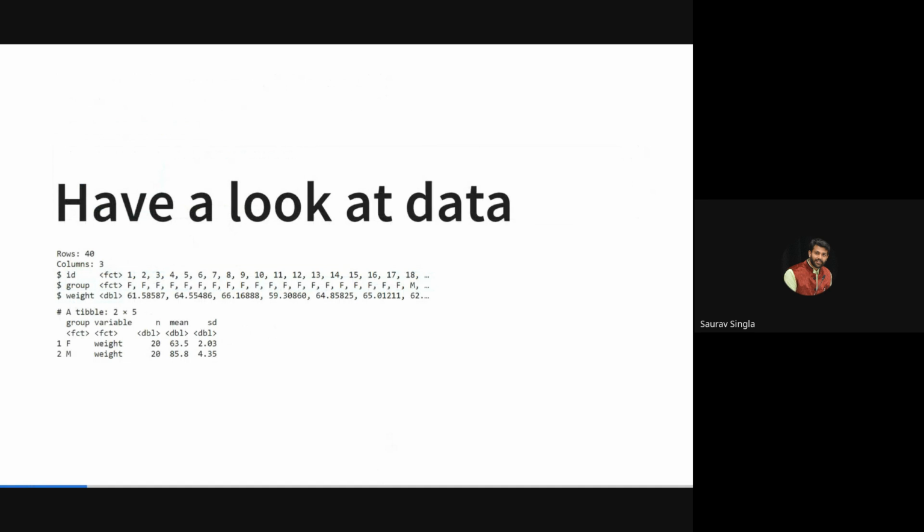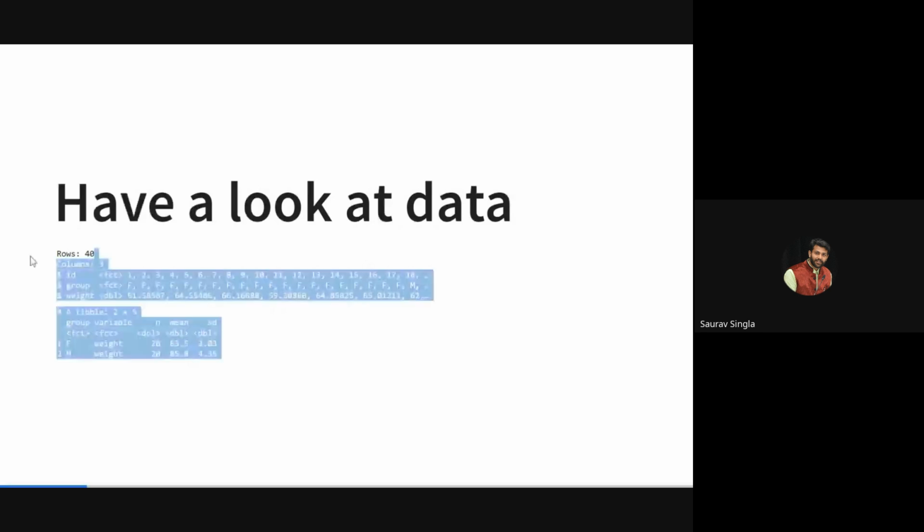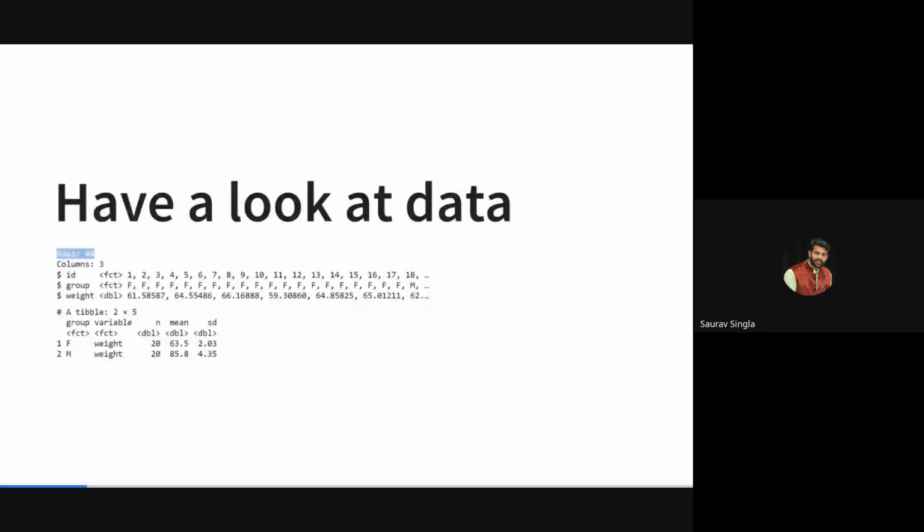Then the second column is telling us which group a particular individual belongs to, whether it belongs to the female group or the male group. Towards the end, you can see it is not showing all the rows, only the starting 18 rows, but in the data there are totally 40 rows. Some of them are male and some of them are female, I think 20 each.